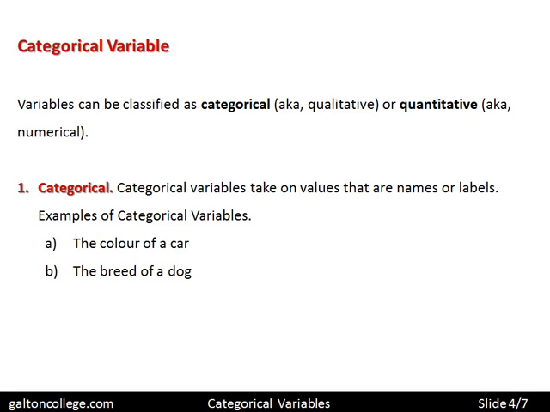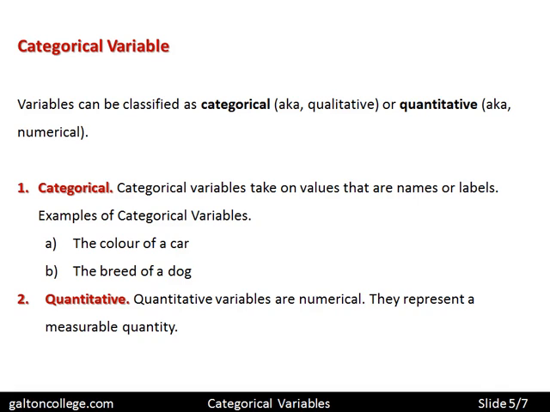For example, the breed of a dog. A dog could be a terrier, or a greyhound, or a German shepherd, or a sheepdog, a poodle. So that's a categorical variable. It simply names the variable. So it's categorical. As I said, we can't work out averages or standard deviations, or do anything with it. We can't process that information. It's just the name. It's categorical.